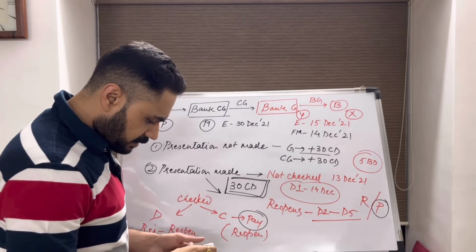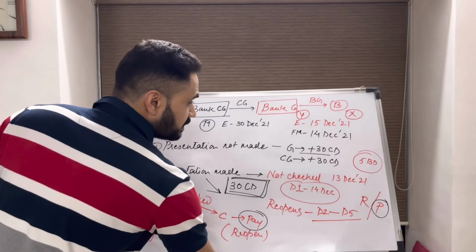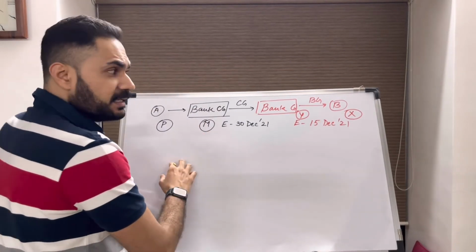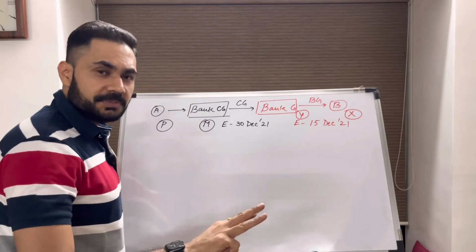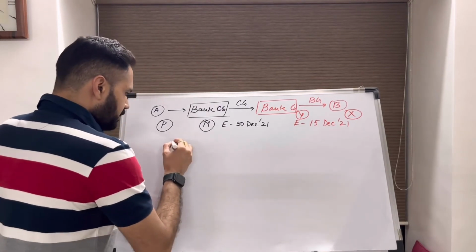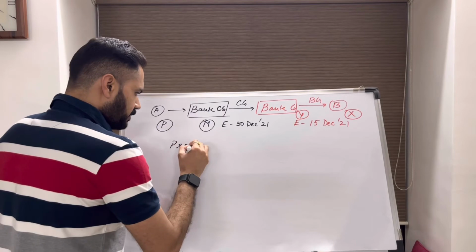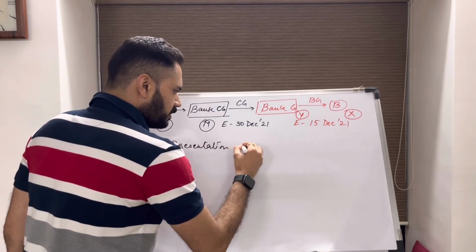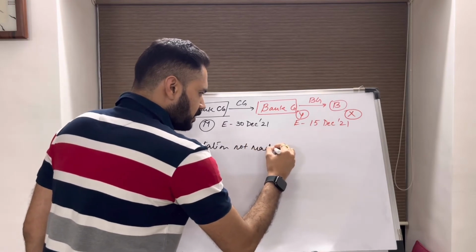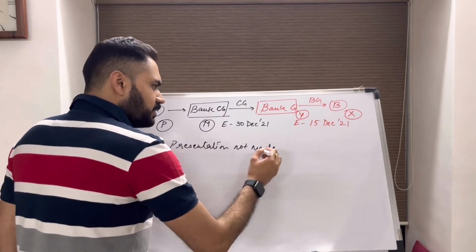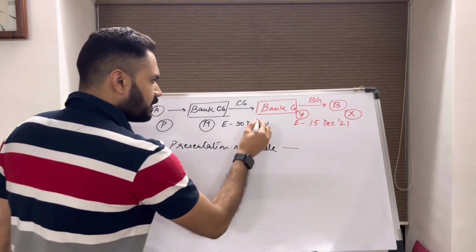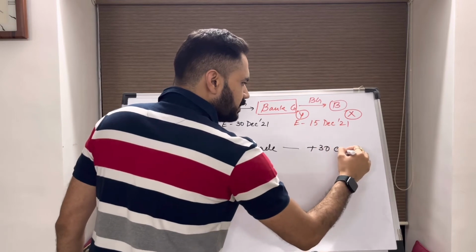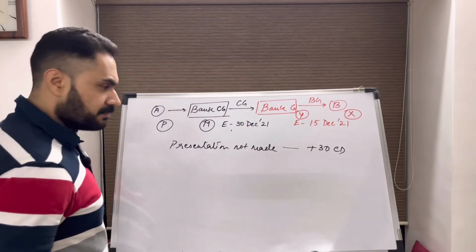Now let's look at how force majeure will be treated if it happens at counter guarantor's end. Now if the force majeure happens at counter guarantor's end, again we'll be having the same three situations. Number 1, presentation not made. If the presentation is not made by the guarantor, the counter guarantee will be extended by 30 calendar days from the date of current expiry.